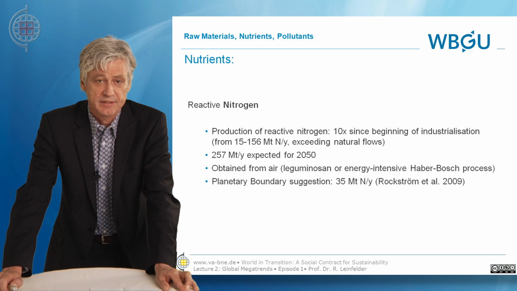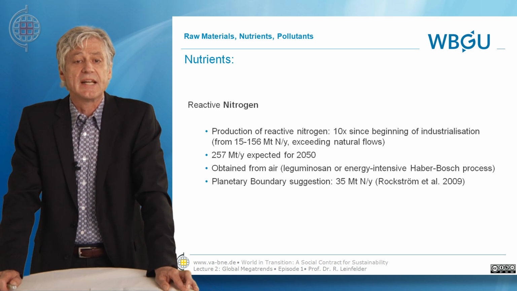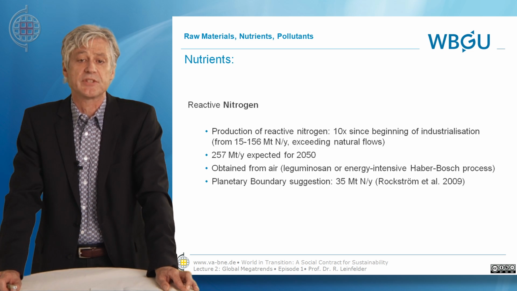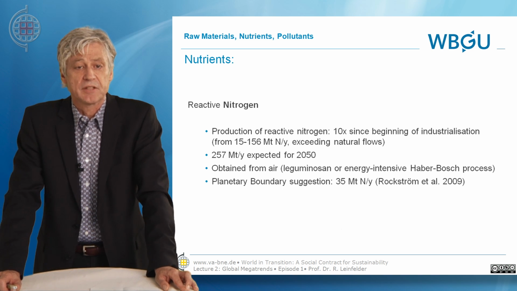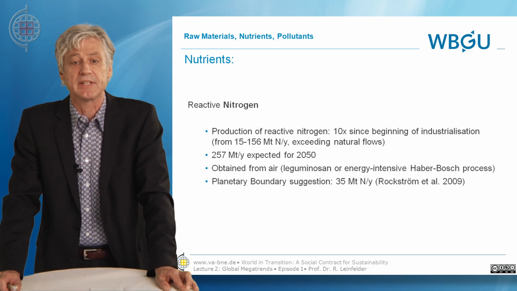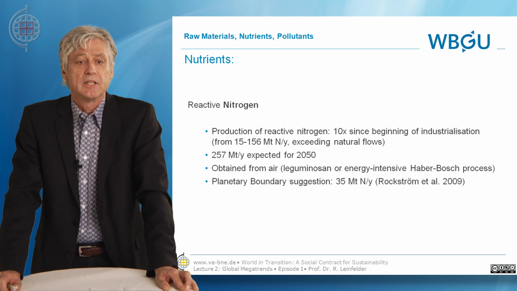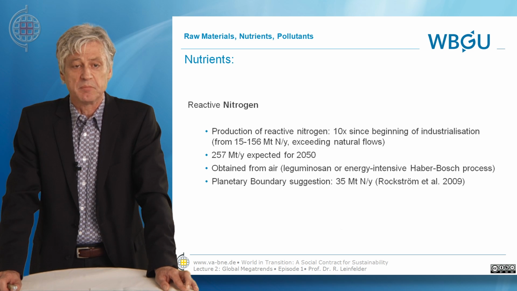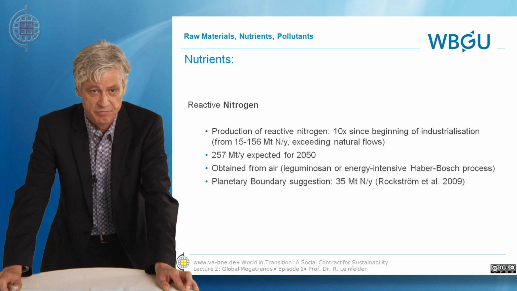Let's have a look at nutrients. Reactive nitrogen has become a huge problem because it's so relatively easy to produce. The production of reactive nitrogen has increased tenfold since the beginning of the industrialization. At the moment, it's about 156 megatons of reactive nitrogen per year, and this, of course, already greatly exceeds natural flows. We expect 257 megatons per year for 2050.